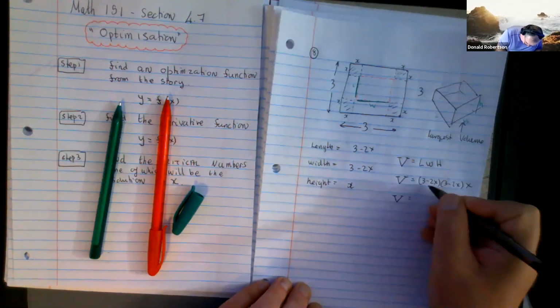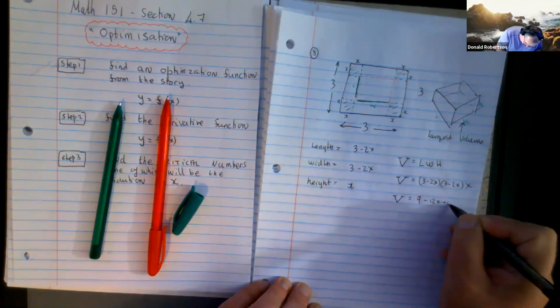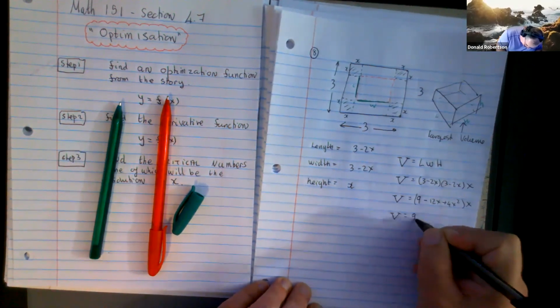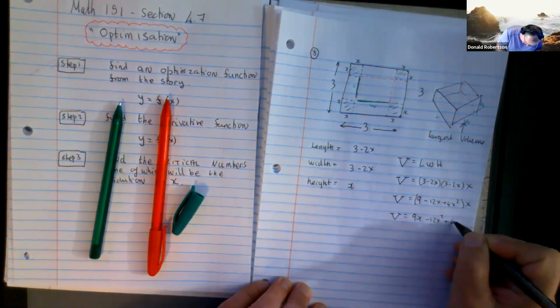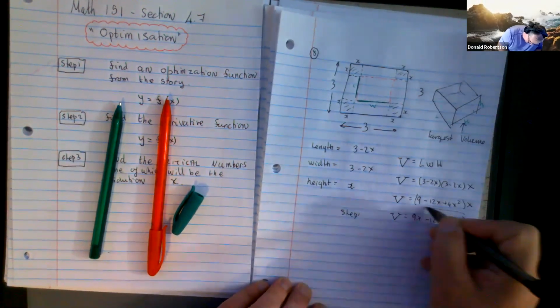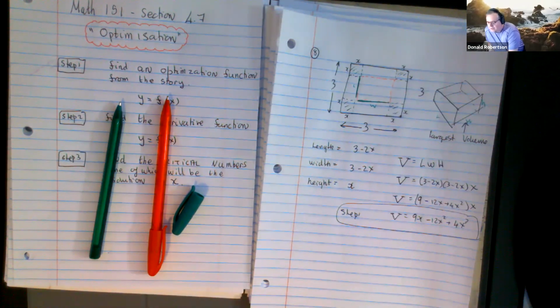Now if I FOIL this out, you get 9 take away 12x plus 4x squared times an x. You get 9x take away 12x squared plus 4x cubed. We've finally got step 1. My optimization function is a cubic, isn't it, in this case? Now, can you imagine step 2, differentiate, find out its critical numbers? I've got a feeling there are going to be 2 critical numbers here.